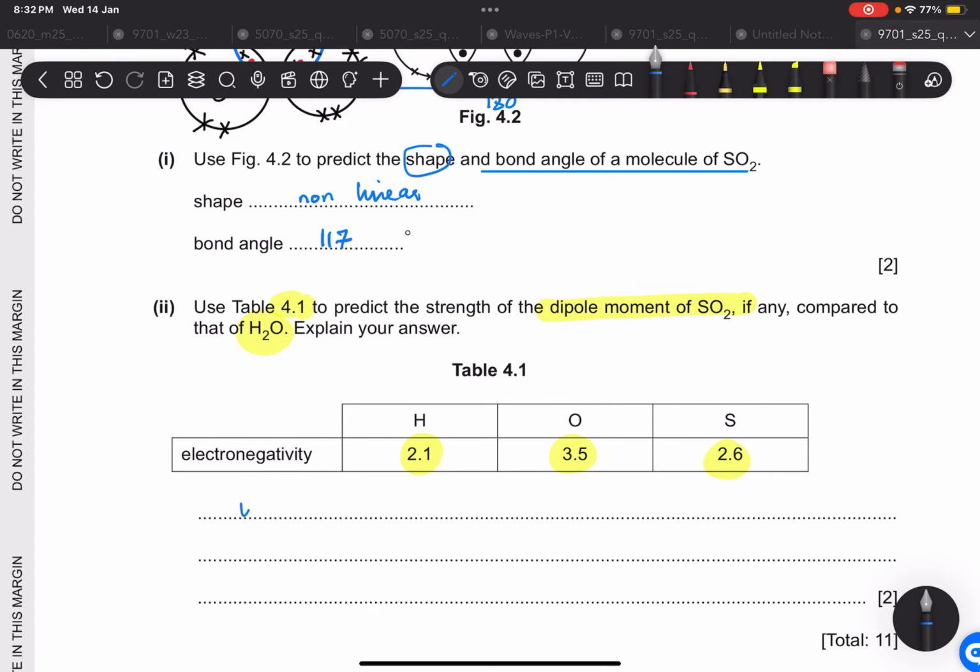So can I tell the examiner: weaker dipole moment in SO2 compared to water. Why? Because less electronegativity difference between sulfur and oxygen compared with hydrogen and oxygen, less.